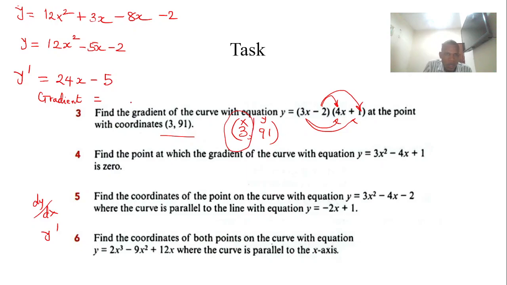All right. Now x is 3, so plug 3 there. You have 24 times 3 minus 5. 24 times 3 is 72, minus 5. So now the final answer is 67. Okay. So that is the answer for that question.